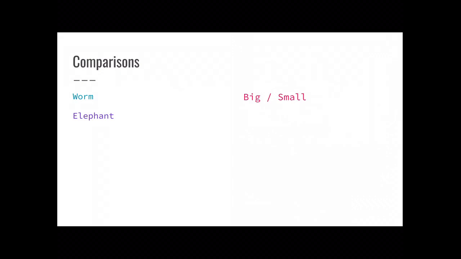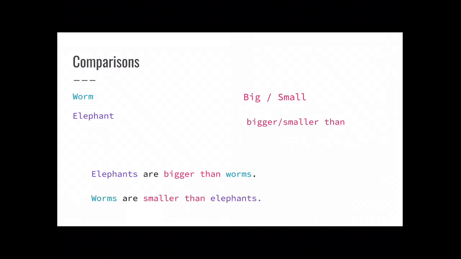Since these words are small, we simply add er, as well as the word than. So let's compare an elephant to a worm. Is an elephant bigger than a worm or smaller than a worm? Yes, an elephant is bigger than a worm. So let's write it the other way, using the word small. We would say worms are smaller than elephants.